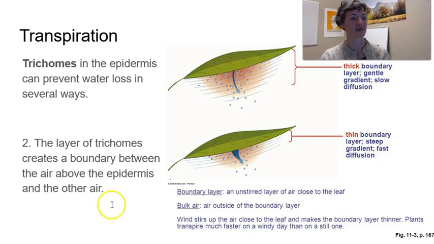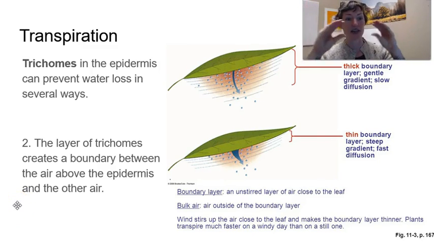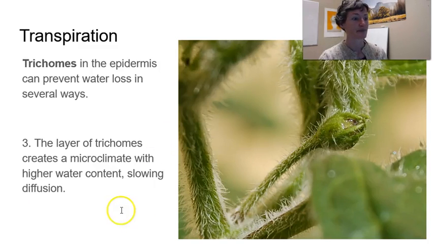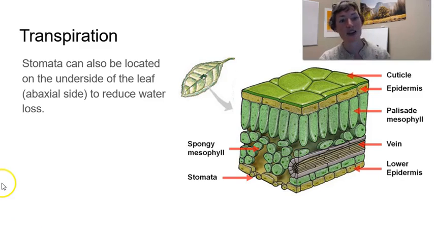Ooh, and that's what I have right here. The layer of trichomes creates a boundary between the air above the epidermis and the other air. So we have the ability to reflect light. We also have the ability to change the humidity, right around the leaf to reduce water loss. The layer of trichomes creates a microclimate with higher water content, slowing diffusion. So that's sort of tied in with this boundary layer, slowing the air from flowing over it, slowing diffusion. So those are three ways that trichomes can help prevent water loss. Not their only job by far.